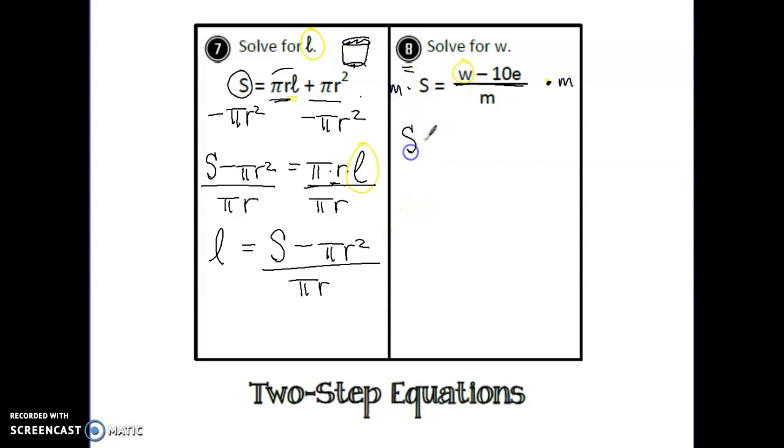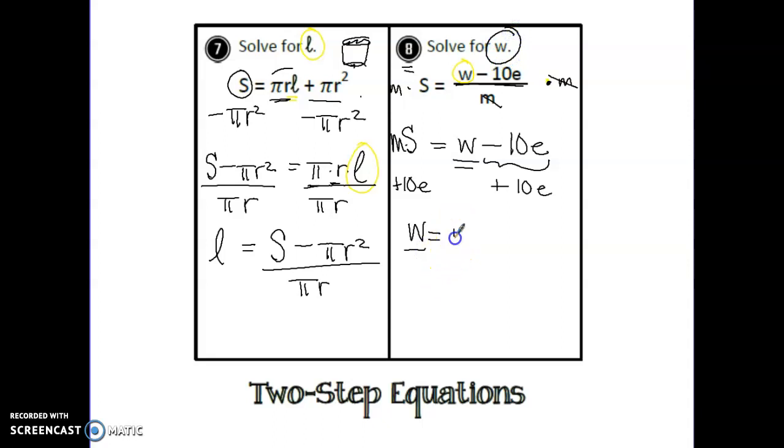Rewrite your equation. M times s equals, those are gone, so you should have w minus 10e. You are looking for w. You can see you've subtracted whatever this number is, so you are going to have to add 10e to both sides. They're not like terms, so when you simplify it, you are going to get w, the letter you were looking for, should have been m times s plus 10e.